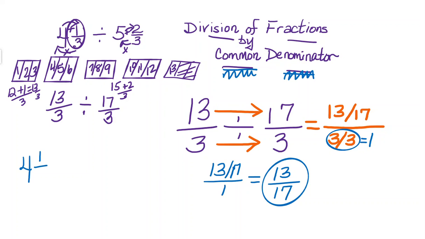So I'm going to rewrite that for you. 4 1/3 divided by 5 2/3 equals 13 over 17. It's always good to rewrite it like that. I know, how cool is that?